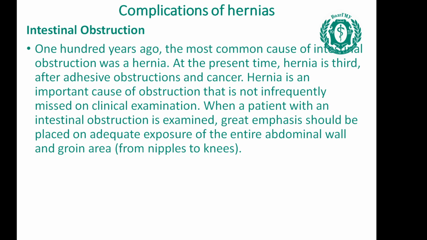100 years ago, the most common cause of intestinal obstruction was a hernia. At the present time, hernia is third after adhesive obstruction and cancer. Hernia is an important cause of obstruction that is not infrequently missed on clinical examination. When a patient with an intestinal obstruction is examined, great emphasis should be placed on adequate exposure of the entire abdominal wall and groin area, from nipples to knees.